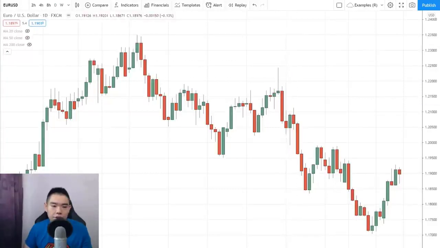Over here you have a bearish engulfing pattern, right? Look at how the range of the candle has overcome the body of the previous day.